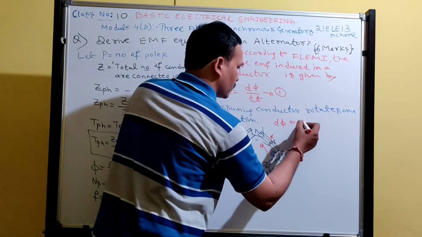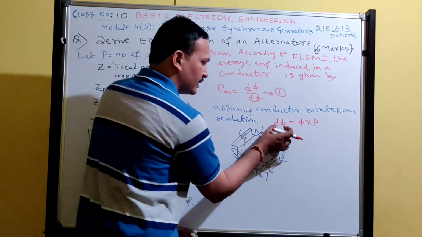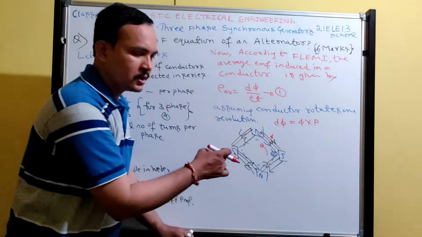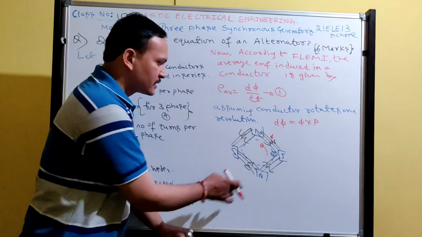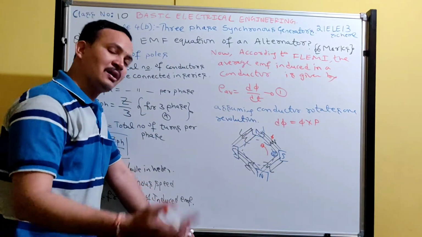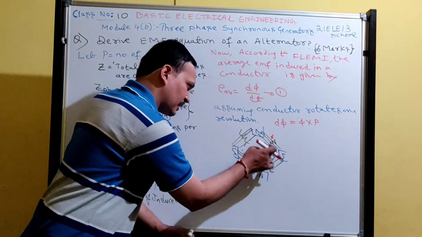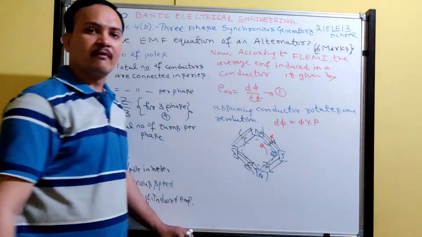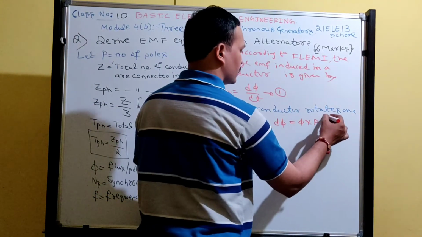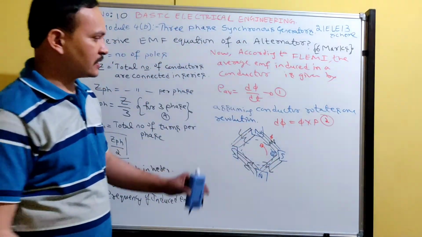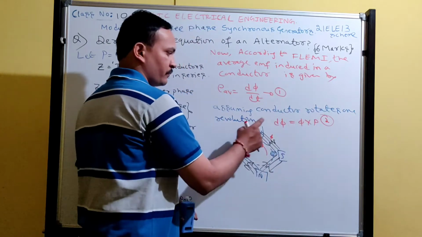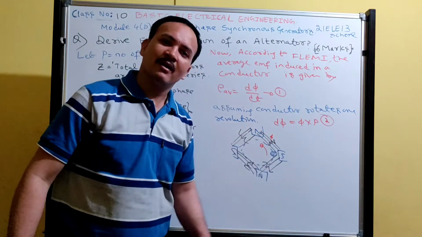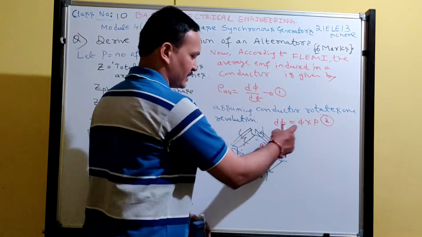dΦ is equal to Φ into P. The net change of flux is nothing but the flux produced by all the poles, all of which is cut by this conductor when it rotates. That is the net change in flux. Take this as Φ into P, equation 2. You should write a sentence: assuming the conductor rotates 1 revolution, therefore the change in flux is due to flux produced by all the poles. That is the reason.